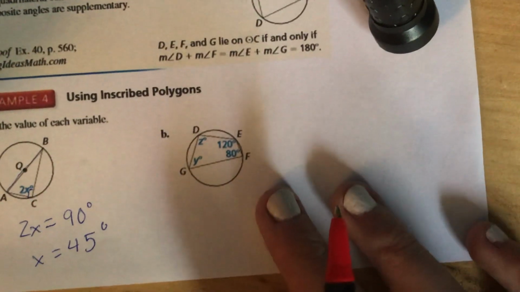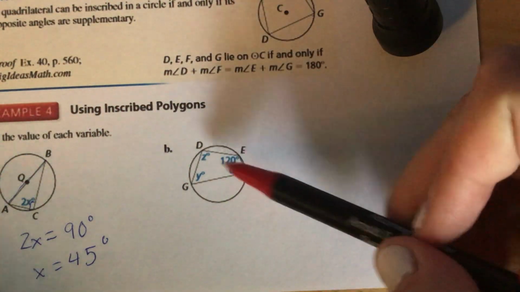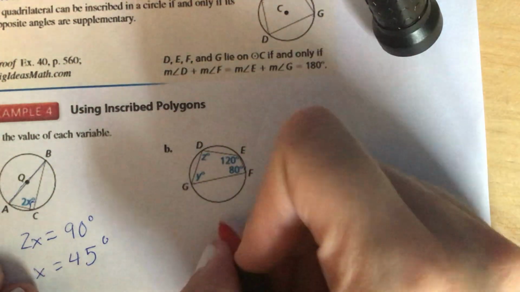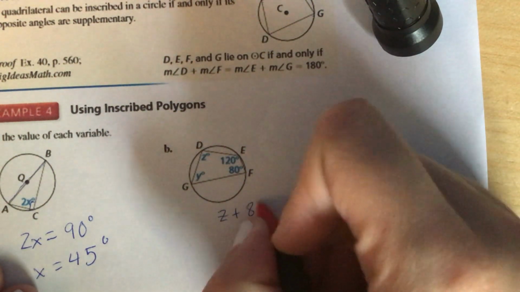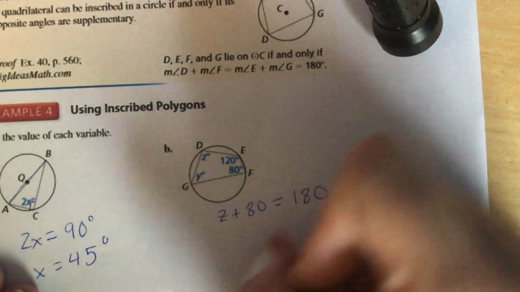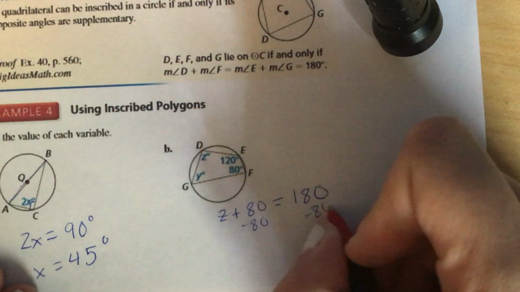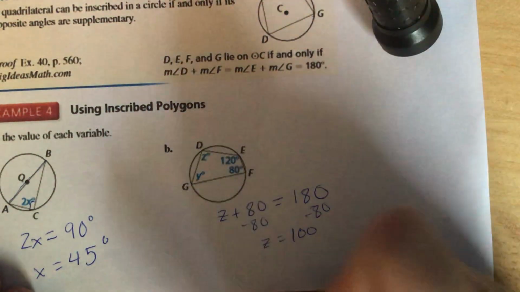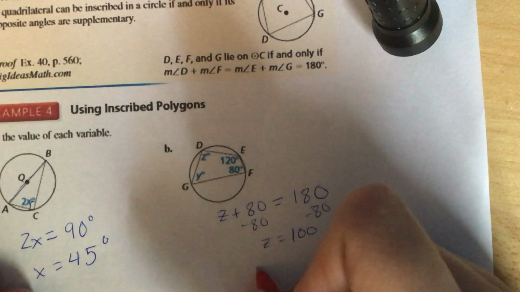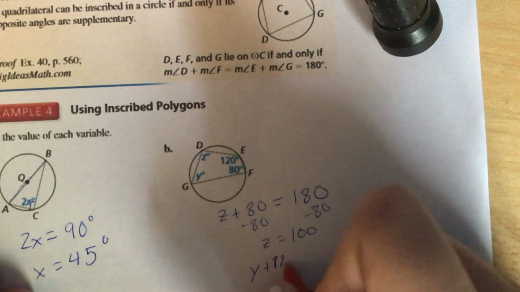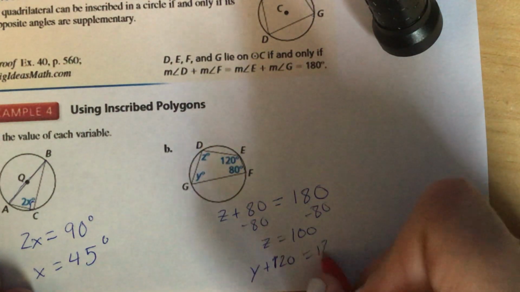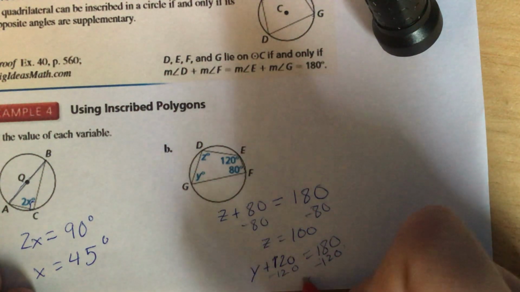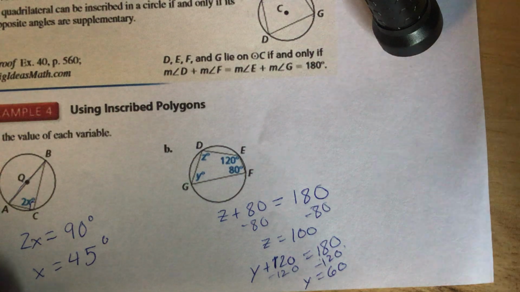Okay, and then based on my quadrilateral rule, it said the angles opposite of each other in the quadrilateral are equal to 180. So I can do z plus 80 is equal to 180. I'm going to subtract 80 on either side. Z is equal to 100 degrees, or just 100. And then same thing here. We have y plus 120. You see that? Is equal to 180. Subtract 120. And so y is equal to 60. And that's it.